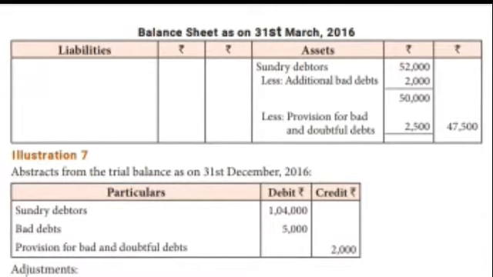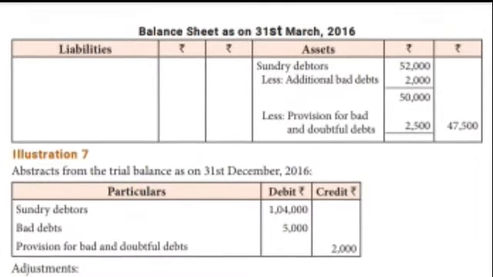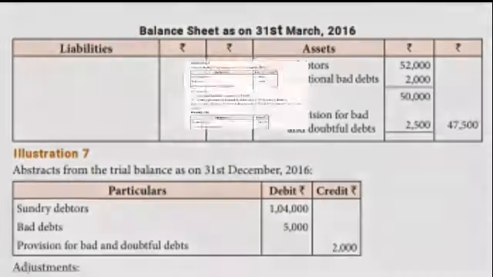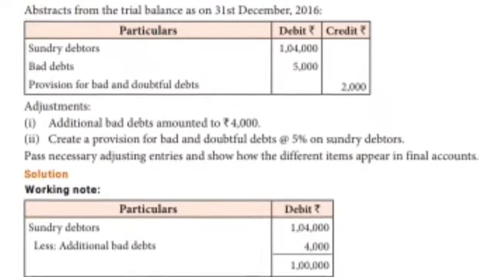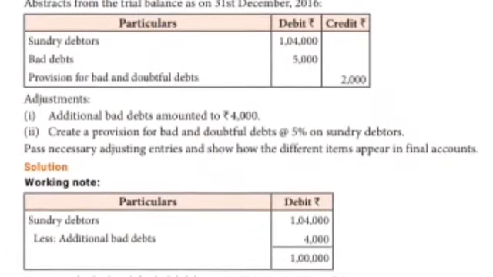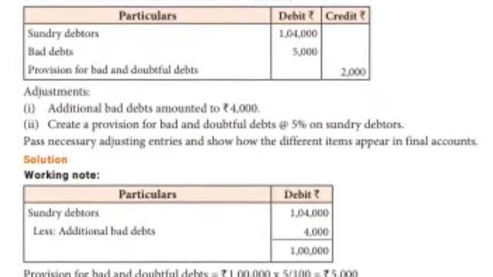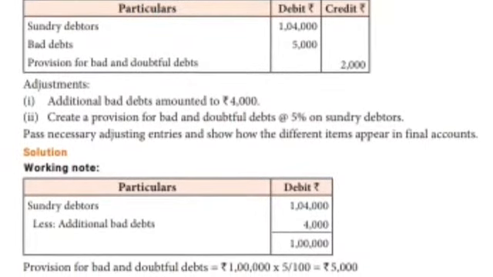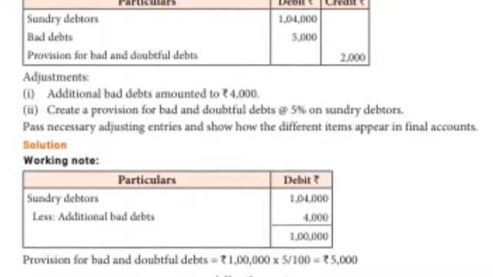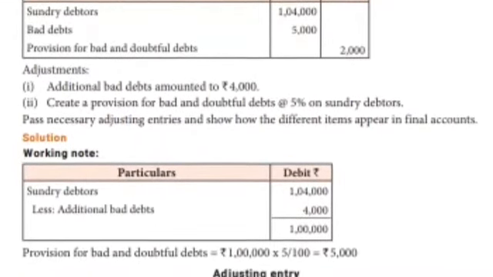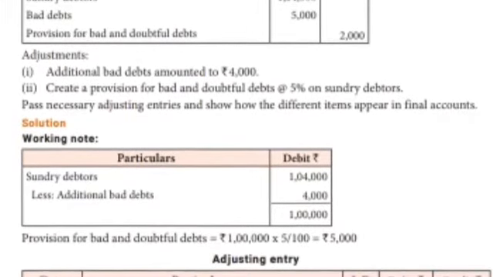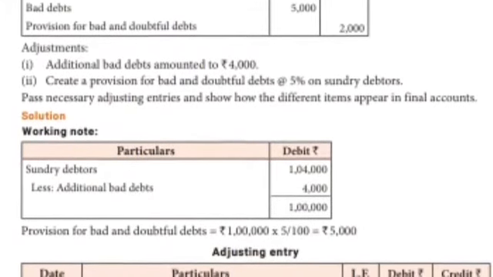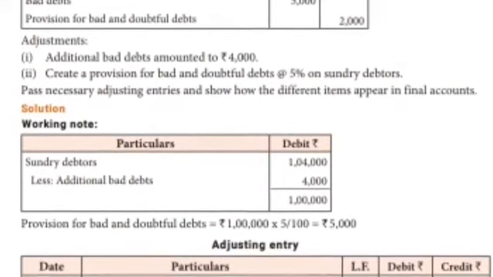Okay. Next one, illustration 7. Extracts from the following balances on 31st December 2016. Sundry debtors, bad debts, provision are the same, and in the sums we have one extra amount, discount. See here: additional bad debts amounted to 4,000, and create a provision for bad and doubtful debts at 5% on sundry debtors. Pass the adjusting entry. See the working note: sundry debtors are 1,04,000 minus additional bad debts 4,000, giving 1 lakh. On this 1 lakh we have to calculate 5%.